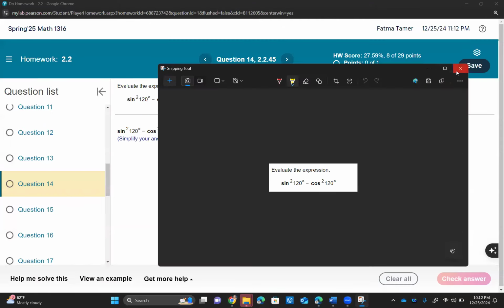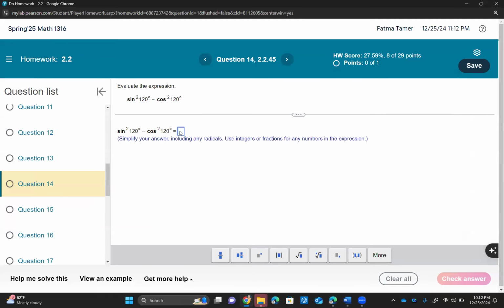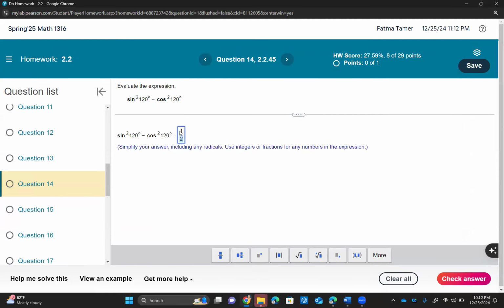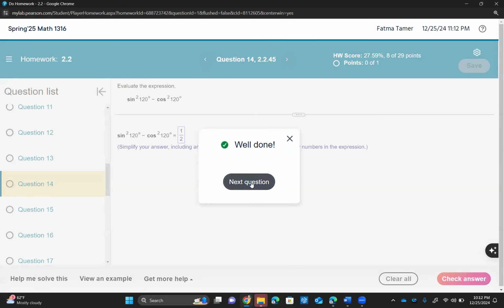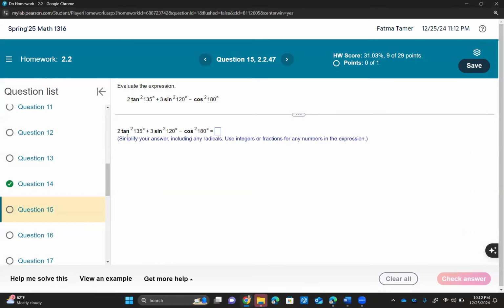So when you see these questions, you're just going to write here the answer you get. So not only calculating trig functions, you're going to actually put them in a math statement like this for these questions on this homework.